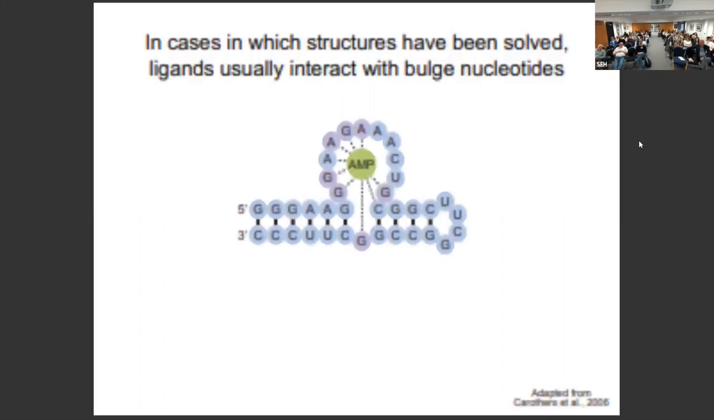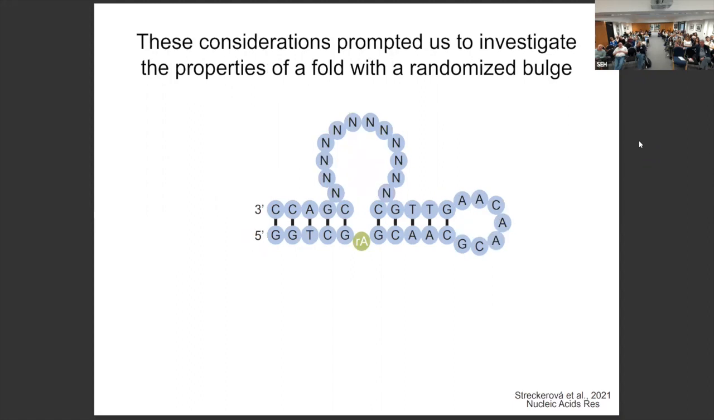And in this particular case, the high resolution structure of the aptamer has also been determined. And as you look at the positions that make direct contacts with the ligand, again, they're in the bulge. So this sort of architecture kind of made us think, what would happen if we randomized the bulge? So we made a library that looks like this.